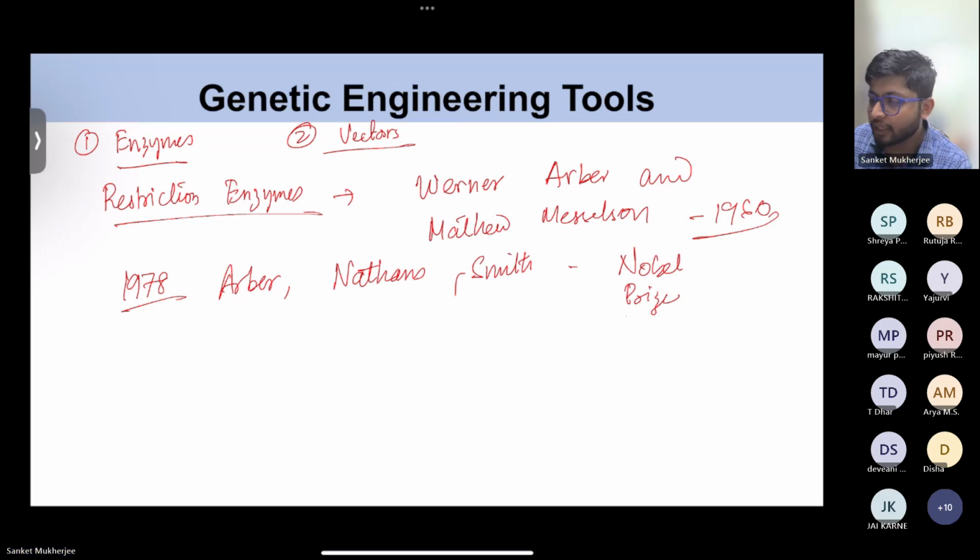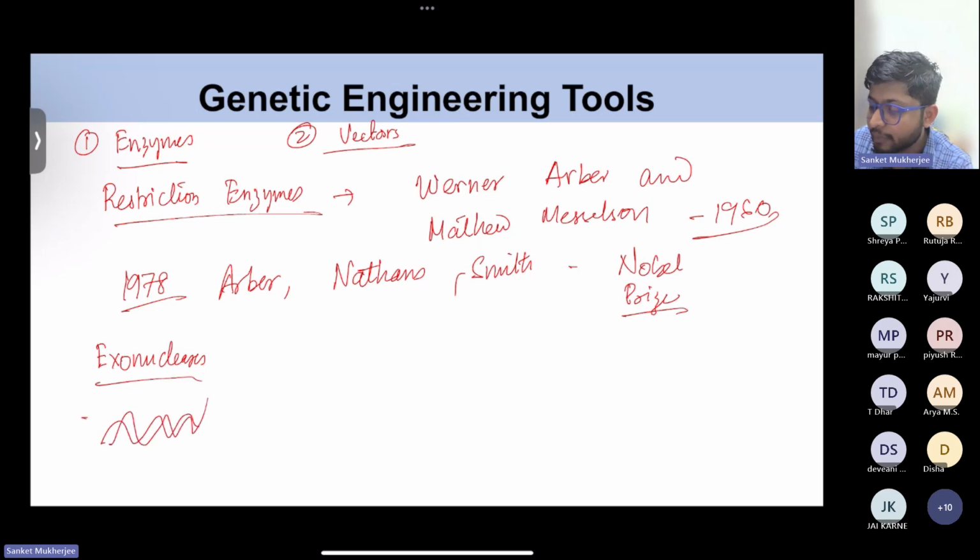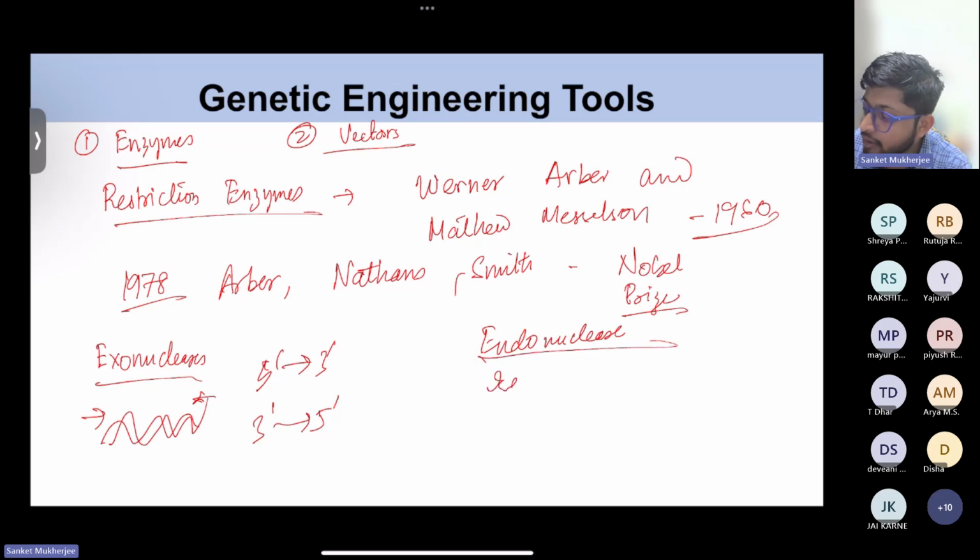So restriction enzymes could also be of two types. Either they could be exonucleases. So exonucleases cleave the DNA from the terminal ends, either from the 5' to 3' end or the 3' to 5' end. So this is how exonucleases work. Endonucleases, on the other hand, are more used in molecular biology. So endonucleases recognize the site, and then they cleave it either at this recognition site or a little bit farther away from the site. So it is based on the enzyme which you are using.